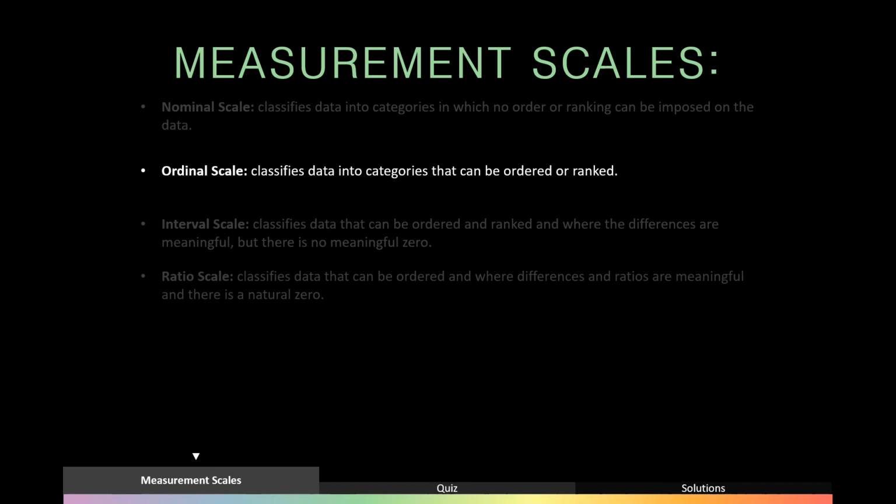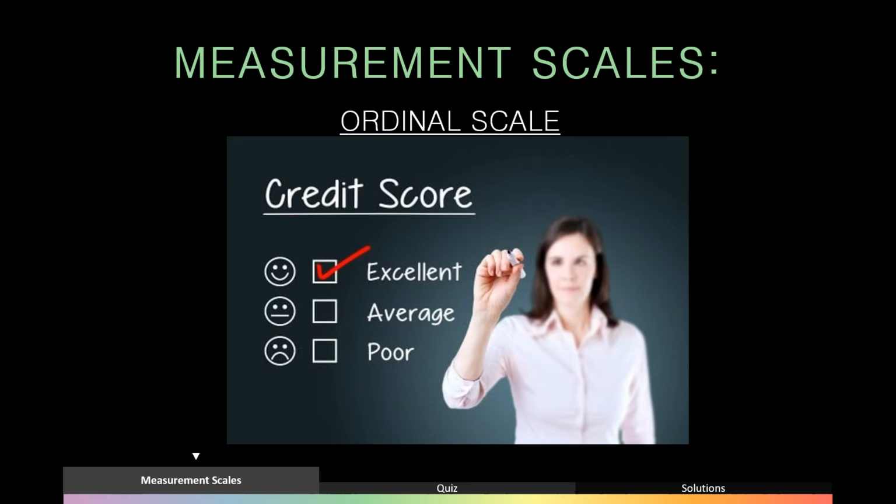Ordinal scale classifies data into categories that can be ordered or ranked. If we were interested in the credit score of a person, where our variable could either take on excellent, average, or poor, where excellent, average, or poor are our categories, this is qualitative data, it is categorical, and in this specific case, there is a natural order. So we would say that this scale of measurement is ordinal.